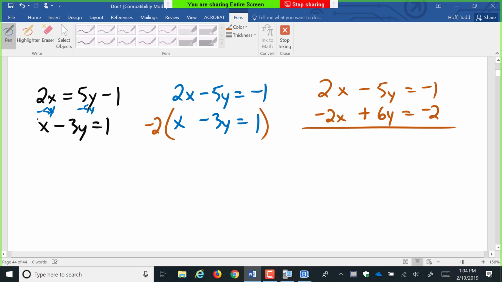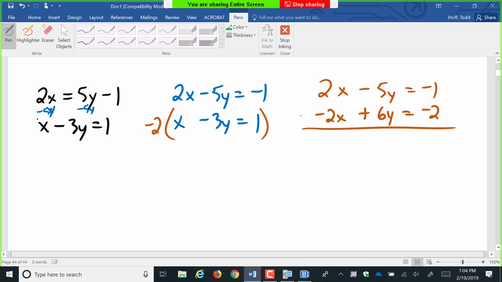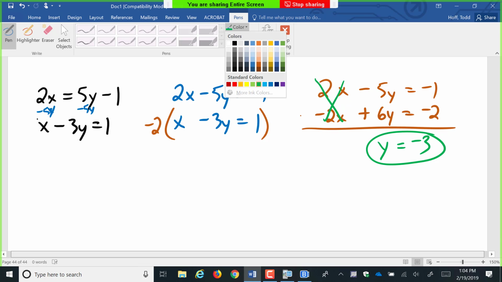Perfect. Negative 2x plus 6y equals negative 2. We add the equations. What do we get? The x's cancel. Negative 5y and positive 6y is just a positive y. Negative 1 and negative 2 make negative 3. So yes, y equals negative 3. No need to divide. That's already solved.